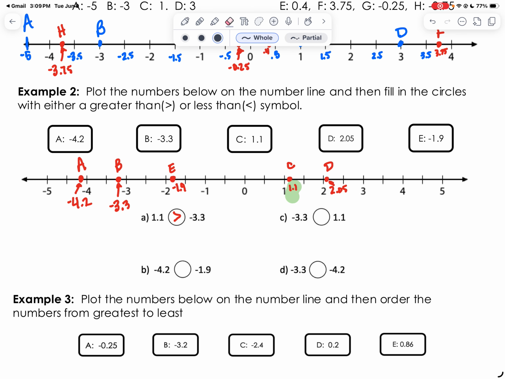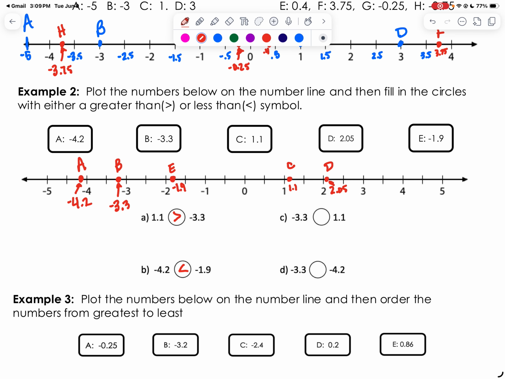Let's try problem B. In problem B, we're comparing negative 4.2 to negative 1.9. So because negative 4.2 lies to the left of negative 1.9, we say that it is less than. Negative 4.2 is less than negative 1.9 because it lies to the left of negative 1.9.